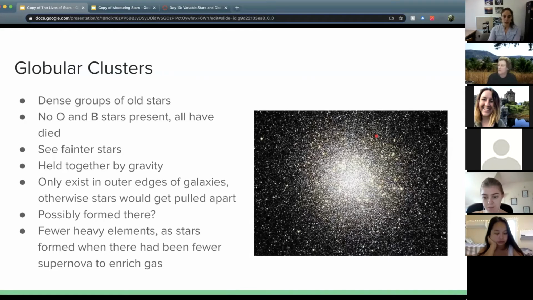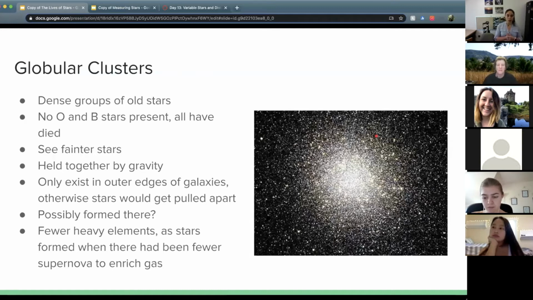Globular clusters are big enough that they are actually held together by gravity, so they won't get pulled apart as they move around our galaxy. And they only tend to exist in the outer edges of galaxies. So when we start our next badge, we'll talk more about the structures of galaxies and how we measure that, and how we can use globular clusters to actually study where we are within our galaxy.